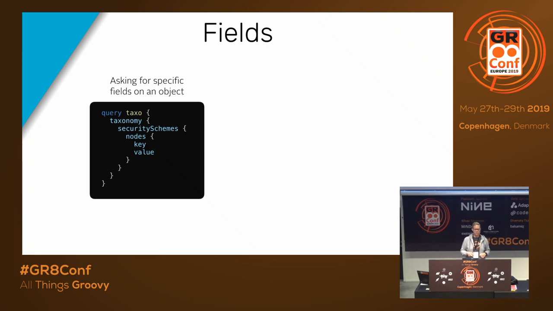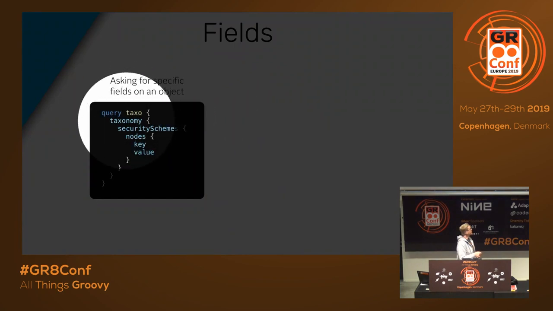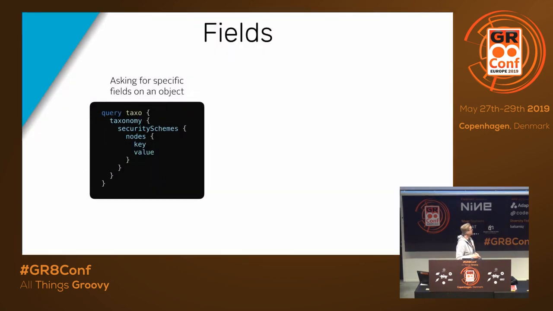Some of the queries that you do have different query terminologies. This is from our gateway. It's a request to ask for a taxonomy of security schemes. So here the client asks, what kind of security schemes do you understand? And each of these inputs is called a field. Security scheme, nodes, and key value are fields.